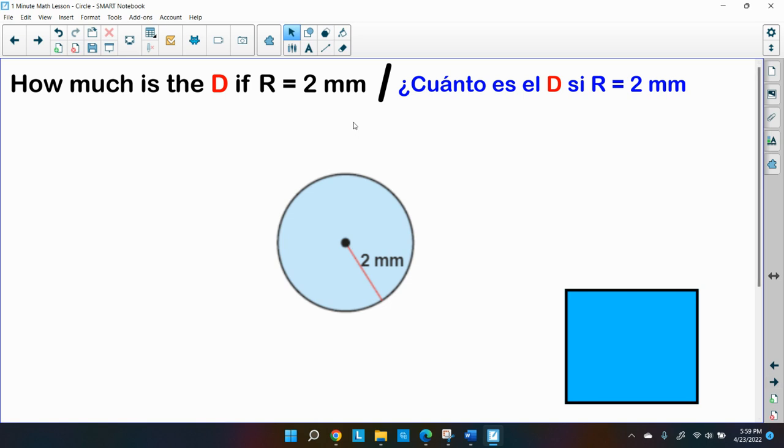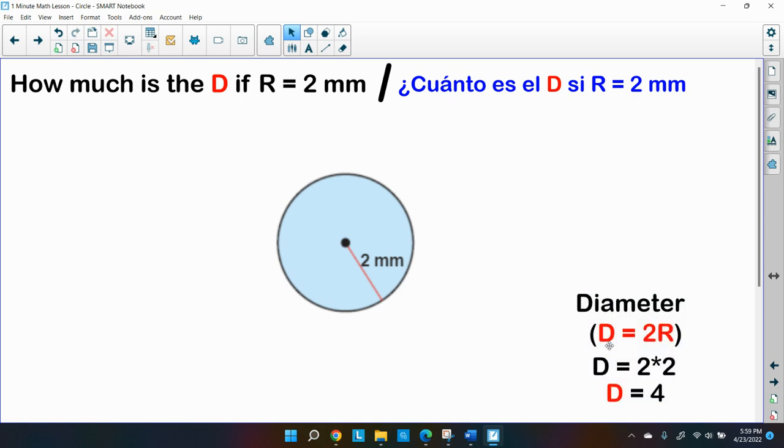All right, let's go this way now. So here, find how much is the D for diameter if the R is equal to 2 millimeters. So the radius is 2 millimeters. If you remember, the radius is the short line, and you need two of those together to make a diameter. So that means I need another 2 millimeters to make the whole long line. So the diameter is equal to 2 radius, or 2 times 2 would be 4. So that's what the diameter would be.